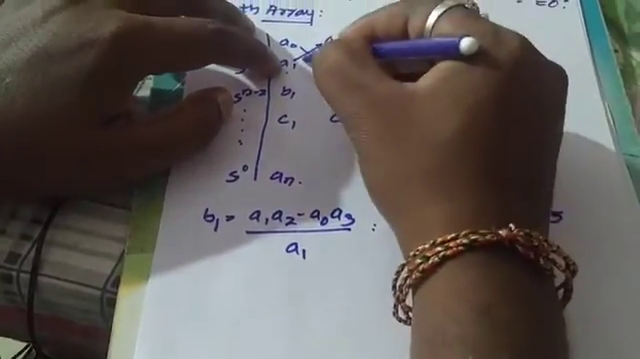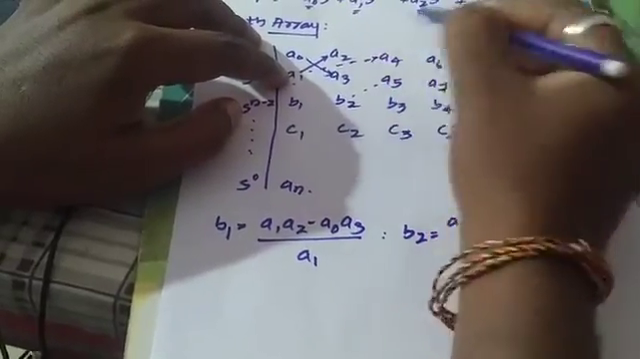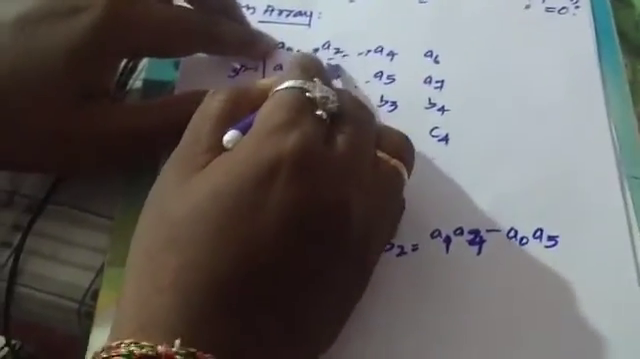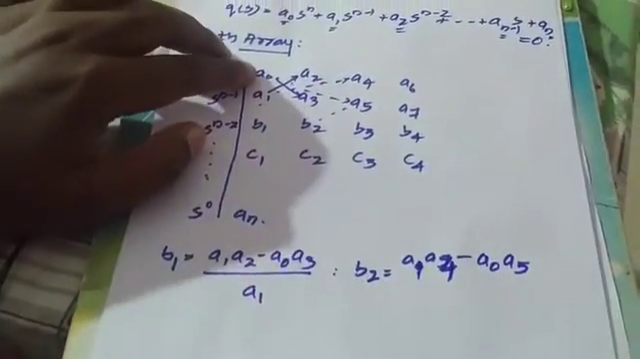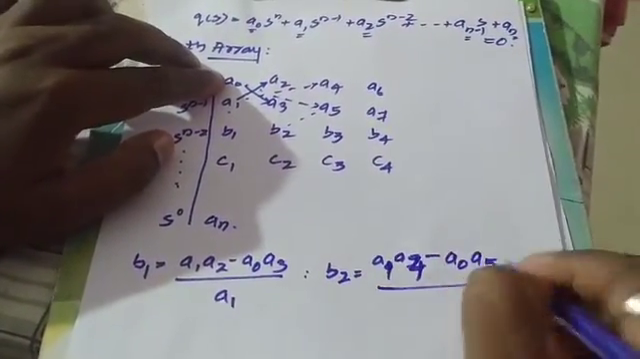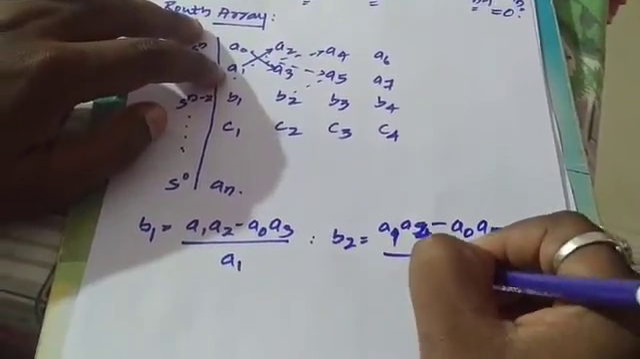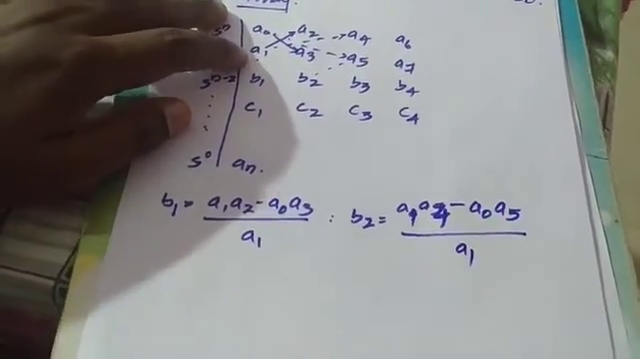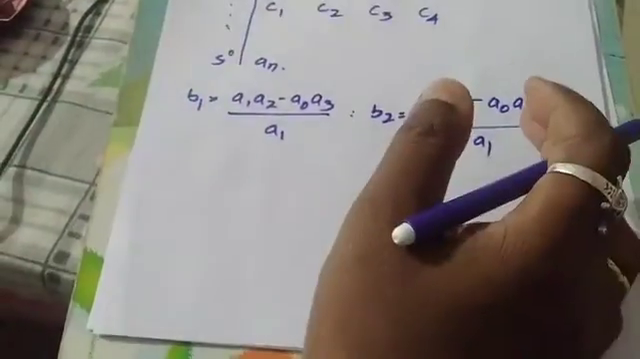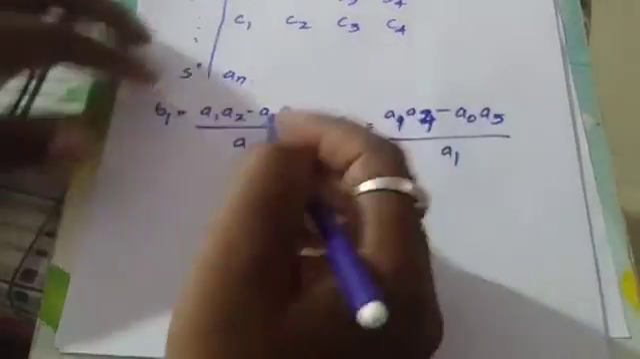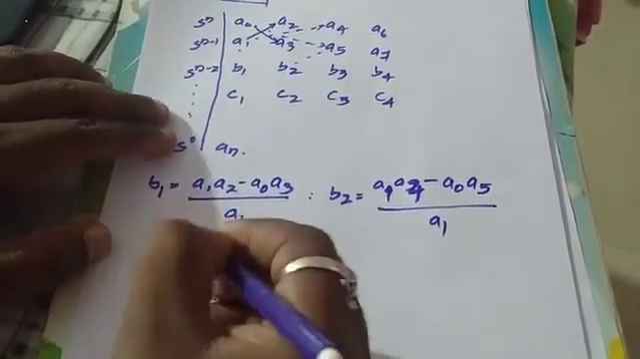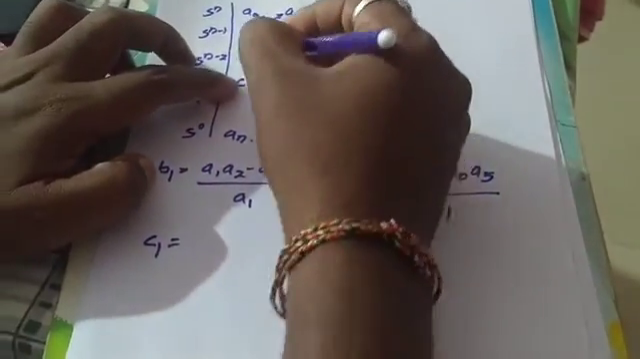Now a1 a4 and a0 a5 like this, divided by a1, which is constant. A1 is the same. Next, you have to go for c1, c2. For example, c1, c2 I am going to take. C1 is equal to now.